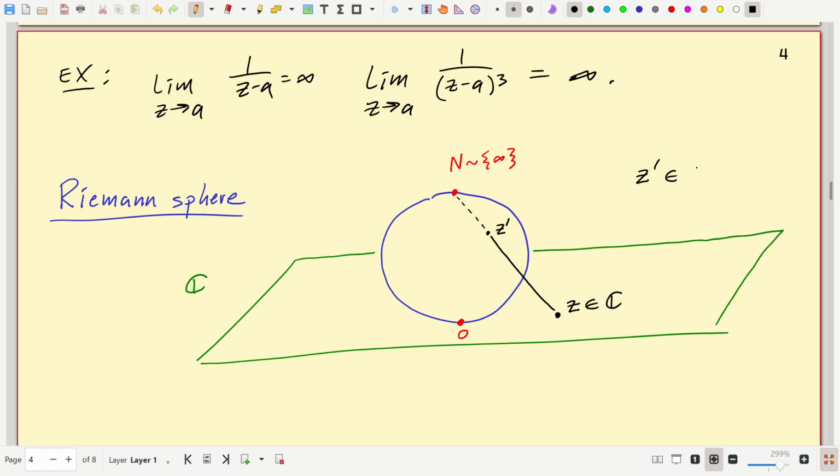Z prime is in the sphere. Call that blue thing the sphere. Well, that sets up a one-to-one correspondence between points in the plane and points on the sphere. And every single point on the sphere gets hit, except, of course, the North Pole. The origin would be the line that goes straight down, North Pole to South Pole. And every point in the complex plane gets hit.